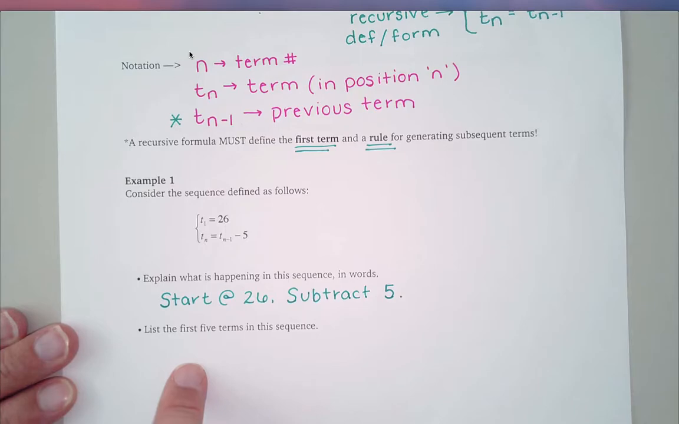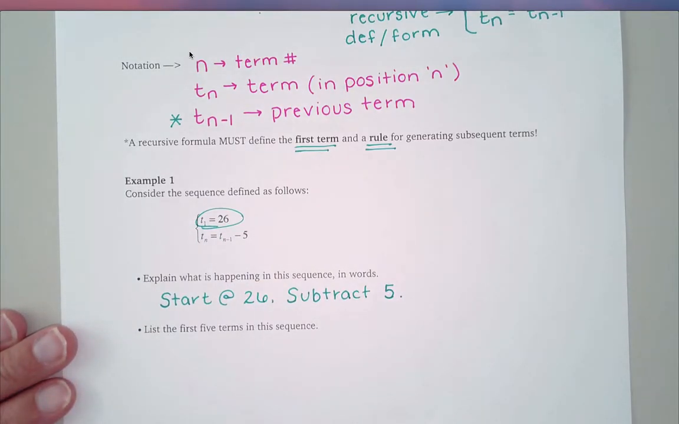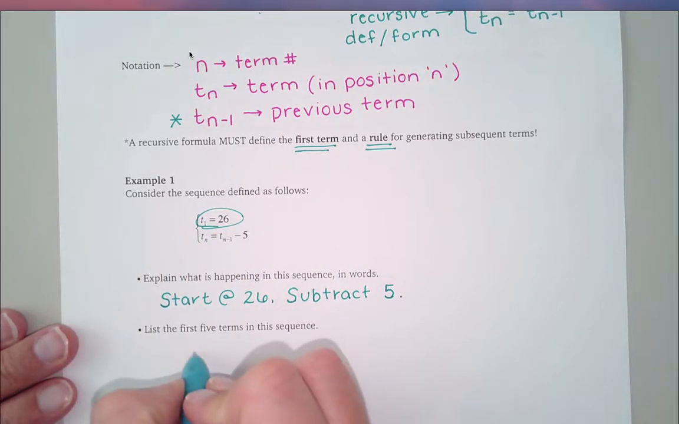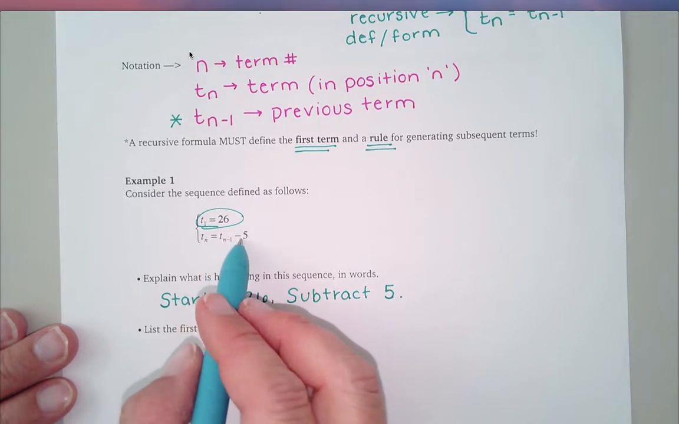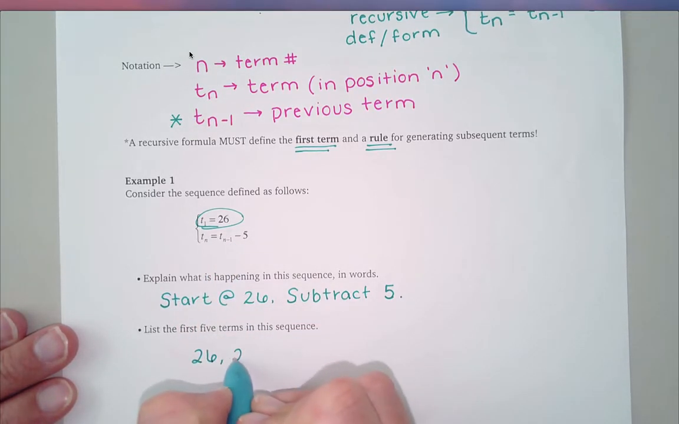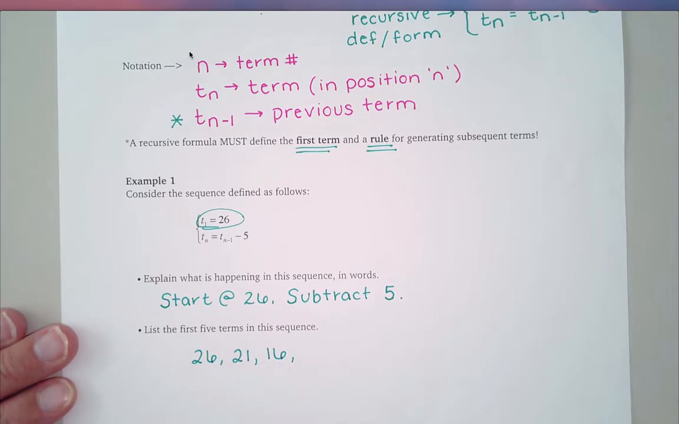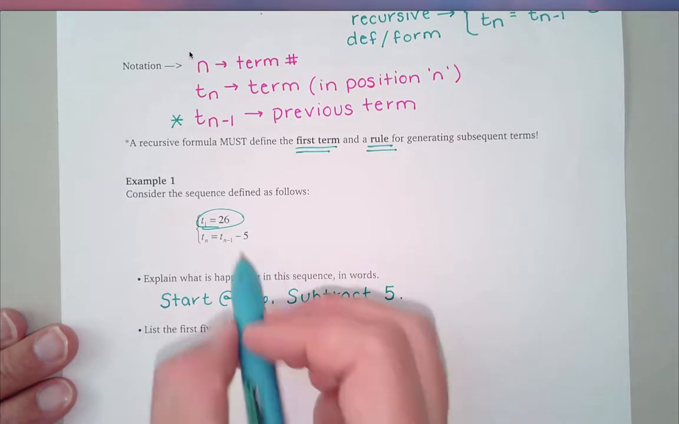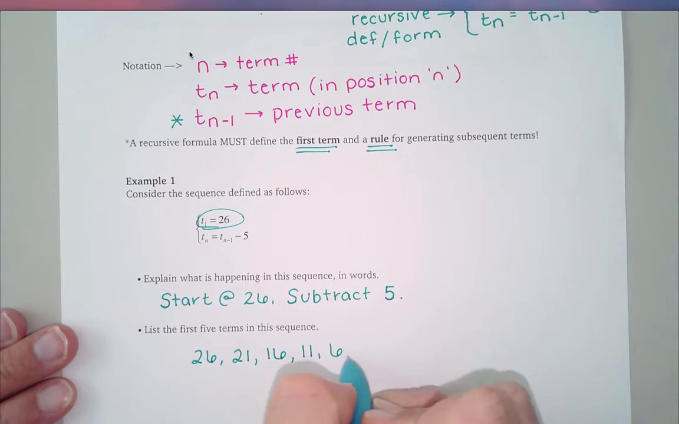Now, when I go to list the first 5 terms in the sequence, don't forget that you already have 1, right? So my very first term that I list should be 26. And then I'm going to subtract 5. So I'm going to go 21. Then I'm going to subtract 5 again, and I'm going to get 16. Okay? Then I'm going to subtract 5 again, and I'm going to get 11. And then I think one more, and I get 6.